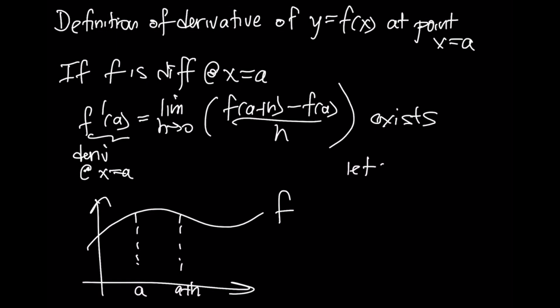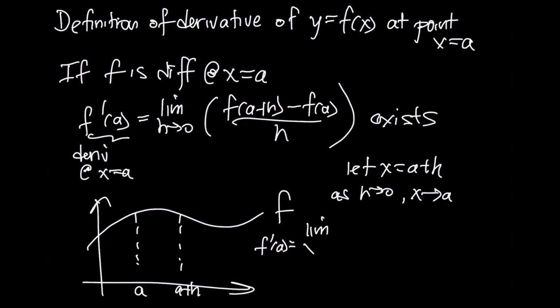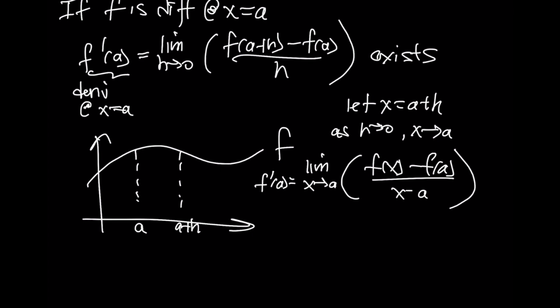If we were to let x equal a plus h, then as h goes to 0, x has to go to a. The definition of the derivative then looks like this. It's a limit as x goes to a, f of x minus f of a, all over x minus a. So in this picture here, we could say that this is x.